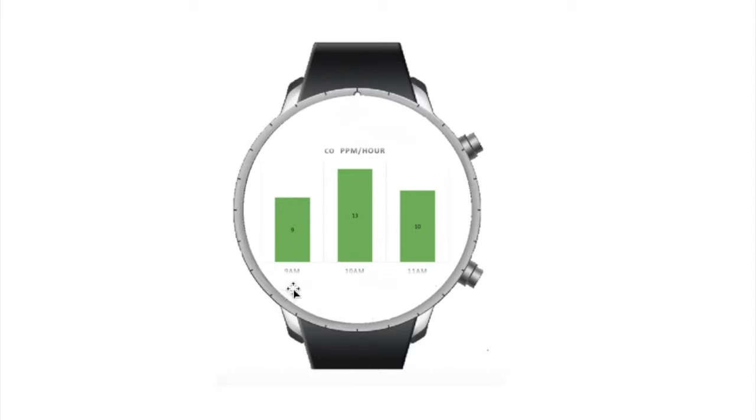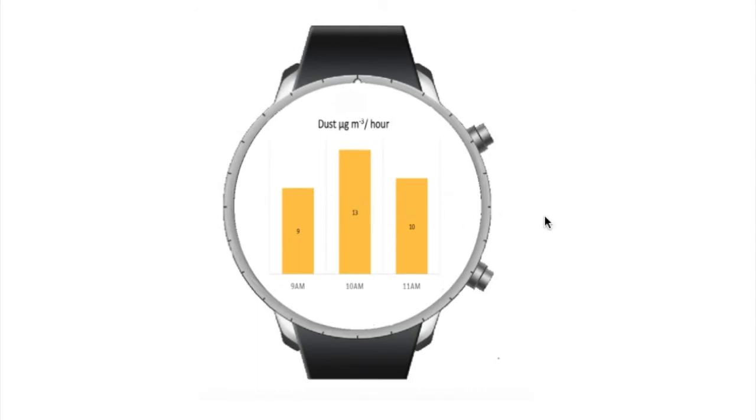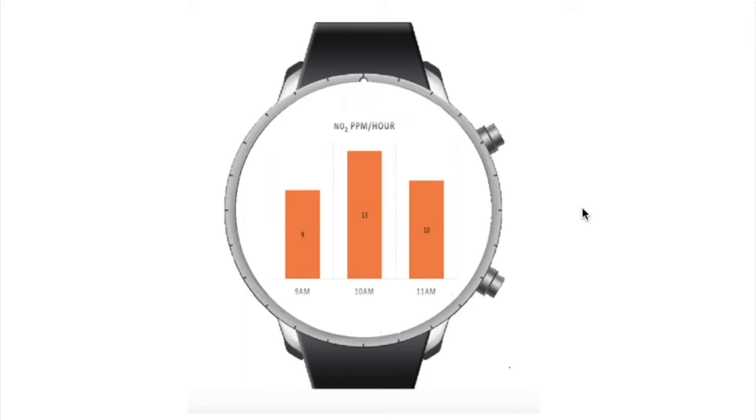So, for example, here we have 9 a.m., 10 a.m., and 11 a.m., and you can see the concentration along these times and how it has changed. The same thing is repeated with dust in microgram per meter cube and nitrogen dioxide.